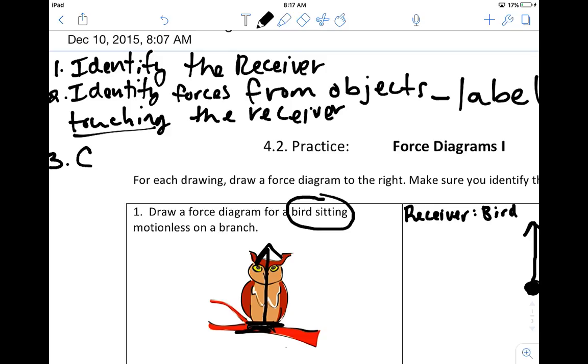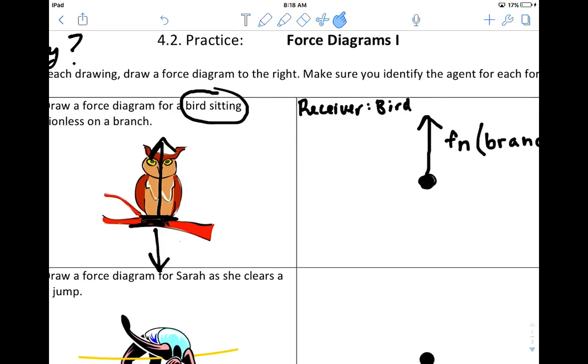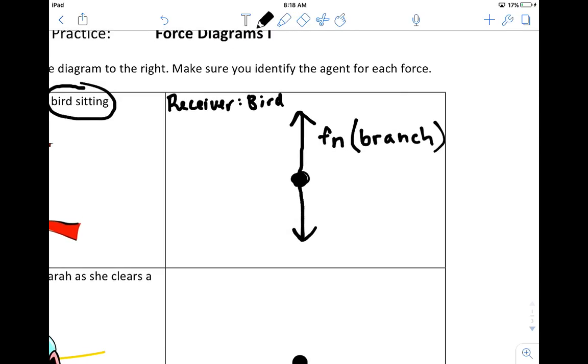So we're just going to do this. I'm going to go gravity, question mark. So let's look, is there gravity on the bird? Yeah, of course there is. Gravity always points down. So when we add it over here, I'm going to have gravity pointing down. Remember, that's Fg, and gravity is always caused by the Earth. Okay, so that would be my completed force diagram for that number one.